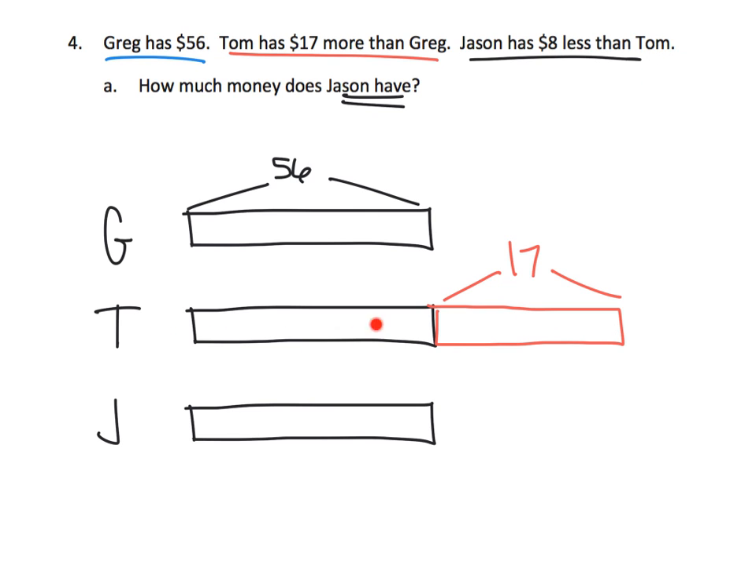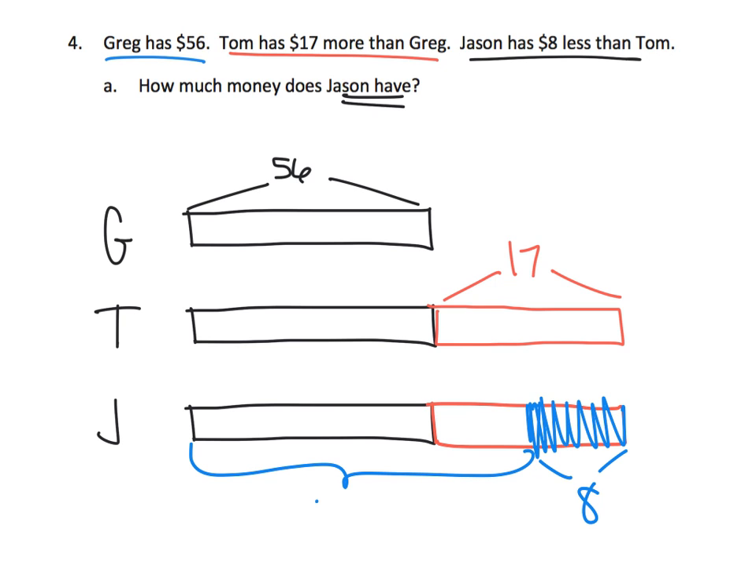Now down here it says Jason has $8 less than Tom. So here's Tom, and we know that we're going to start with Tom right here, but then we have to cross off 8. We're supposed to try and figure out how much Jason has, and there's our question mark right there. So let's see. Greg has $56. Tom has 17 more than Greg, so we just added on 17. And then Jason has $8 less than Tom, so we take Tom, which is down here, and then we subtract off 8.